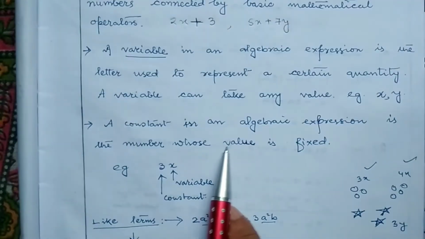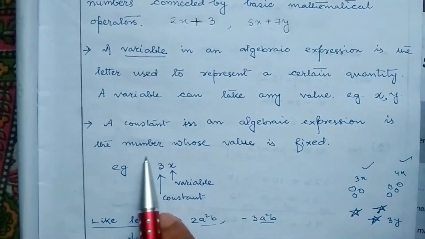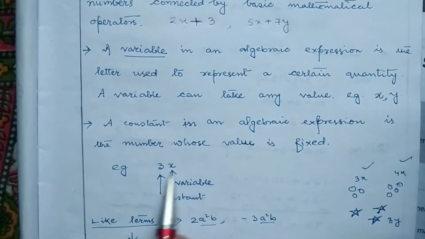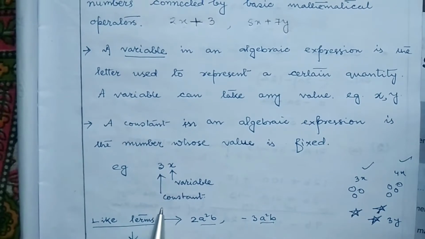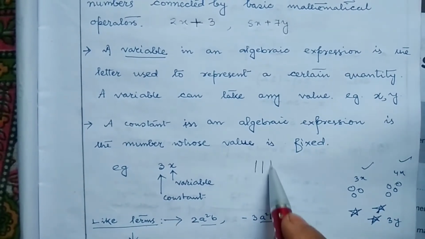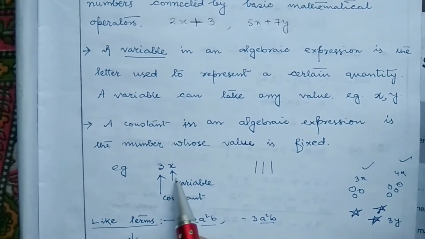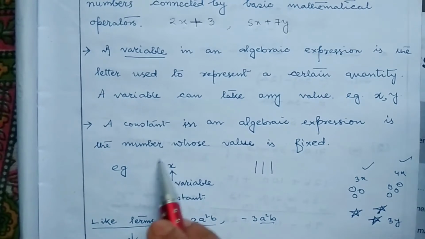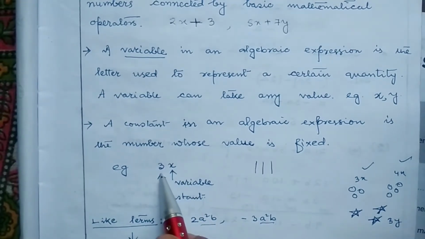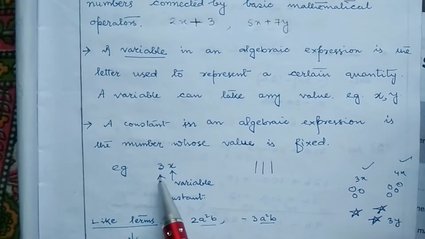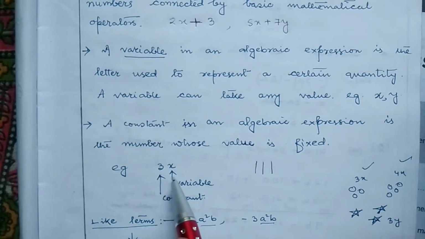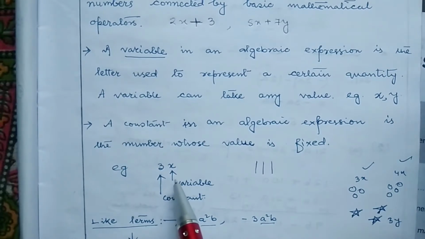Next, what is a constant? A constant in an algebraic expression is the number whose value is fixed. When I say 3x, here 3 is a constant. In every situation 3 will represent this 1, 2, 3. But this x in different situations may take different values. That's why in this algebraic expression 3 is called a constant, because in every situation 3 is not going to change its value, but x, depending on the situation, its value may change. That's why it is called a variable.